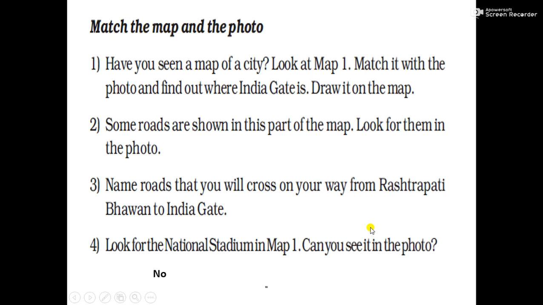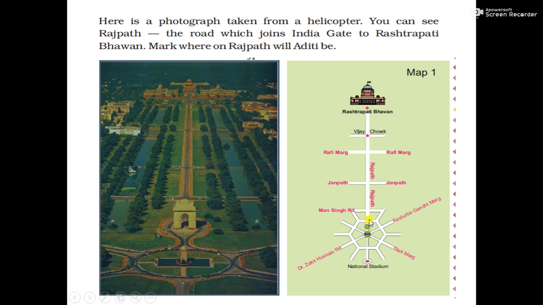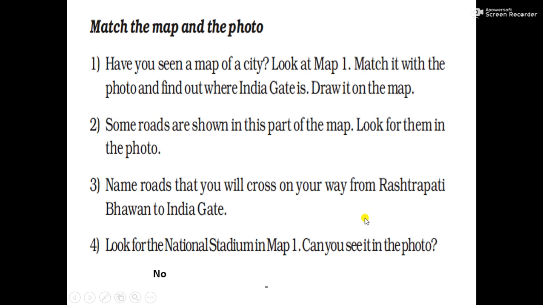Some roads are shown in this part of the map. Look for them in the photo. Some roads are over here: Rafi Marg, Janpath, Mansingh Road, Kasturba Gandhi Marg, Tilak Marg, Dr. Zakir Hussain Road. But from Rashtrapati Bhavan to India Gate, there are 3 roads: Rafi Marg, Janpath and Mansingh Road.